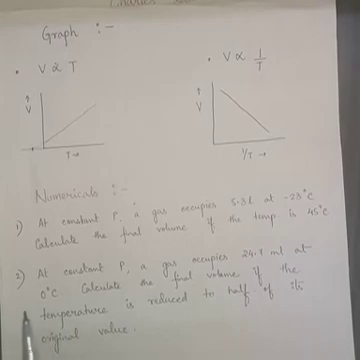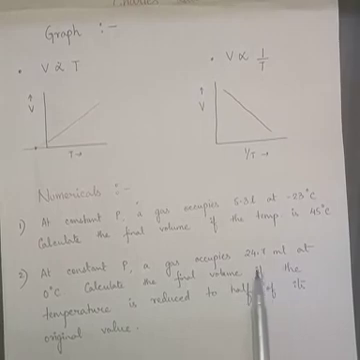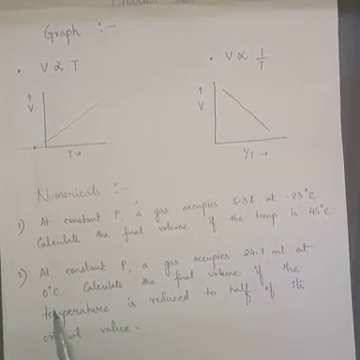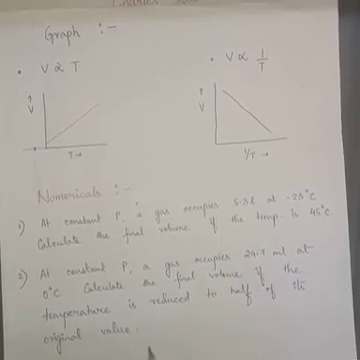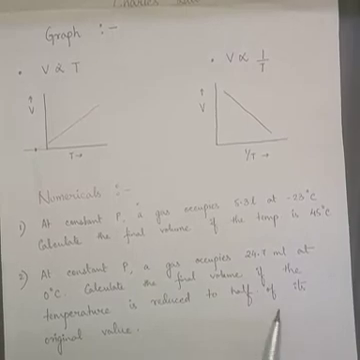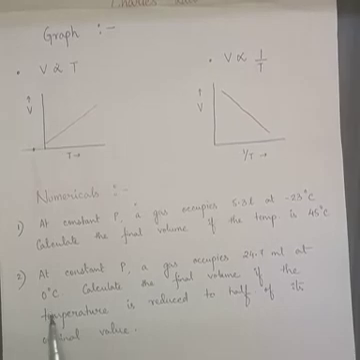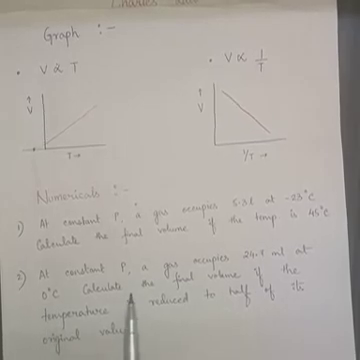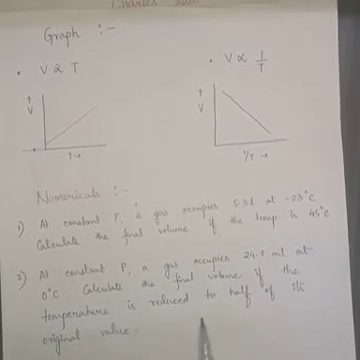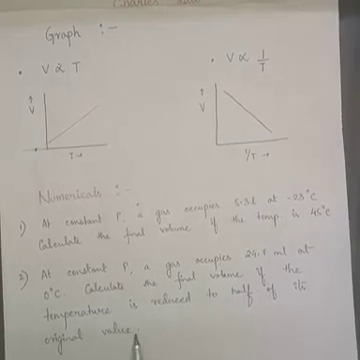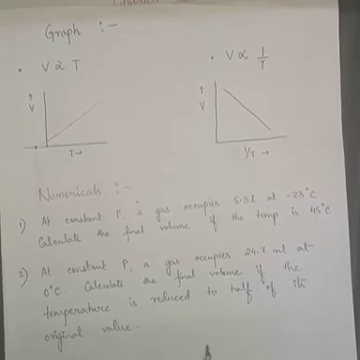Clear? The second question that I have put up. At constant pressure, a gas occupies 24.7 ml at 0 degrees Celsius. Calculate the final volume if the temperature is reduced to half of its original value. Now students, do not think half of the temperature will again be 0. Don't ever think that 0 by 2 will be 0. No. 0 degrees Celsius again has to be converted to Kelvin, and then you will find out the final temperature, which is half of the initial temperature. Put it in the equation V1 by T1 is equal to V2 by T2 and find out the answer.